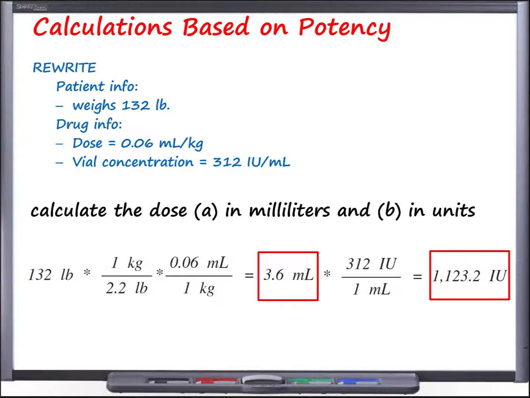So the final answer for units would be 1,123.2 international units. That's the dose in units that will be provided to the patient who receives 3.6 milliliters of the drug from that vial. And those are the answers to that first question.